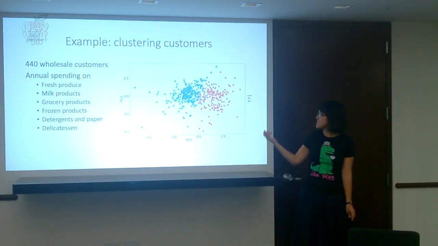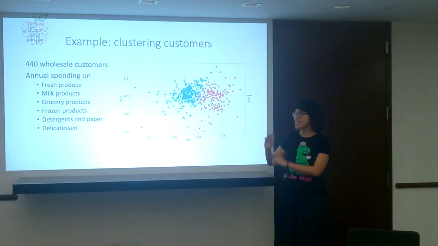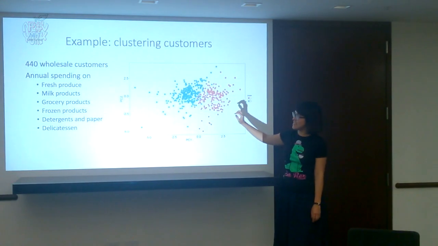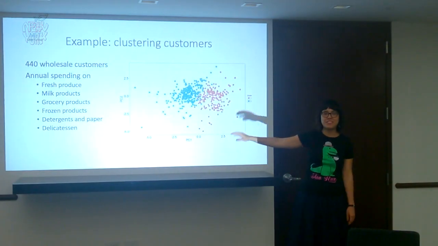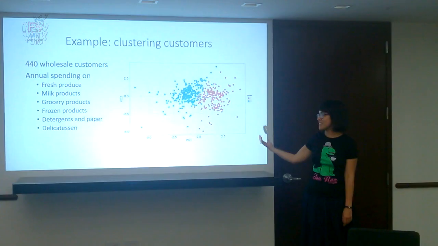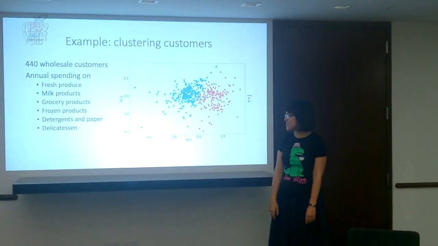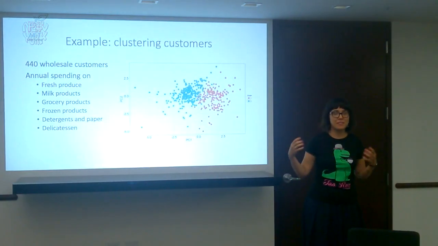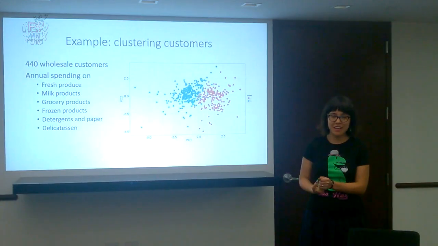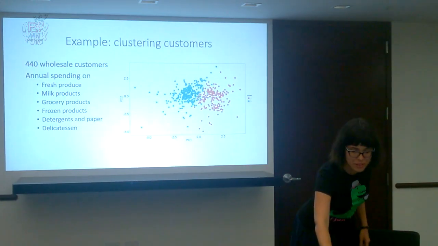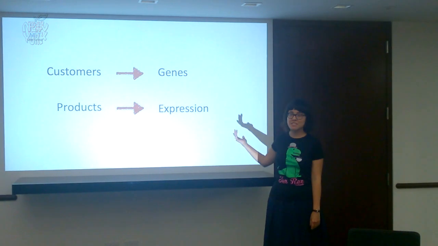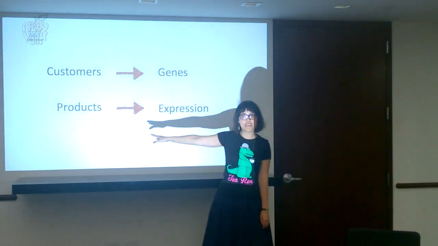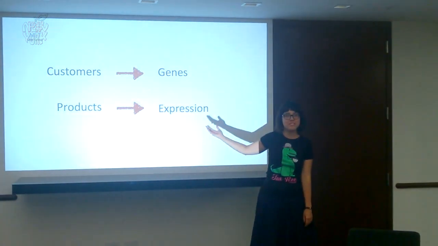And what's nice, there are two big clusters, and the red cluster actually represents hotels that have much larger spending on detergents and paper than other customers. So this gives us quite a nice interpretation of the data. And we can use something very similar for cancer. If we map customers onto genes, instead of their spending on products, we can look at their gene expression.